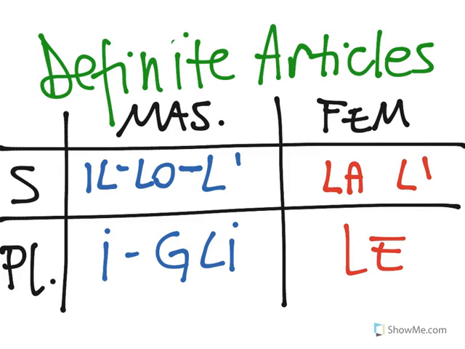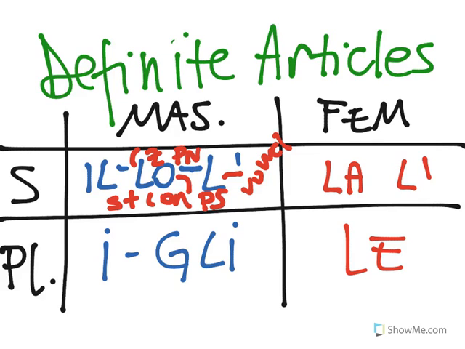When we have a noun that is masculine and singular but starts with S plus consonant, or Z, or PN, or PS, we would use the article lo. When instead we have a noun that starts with a vowel, we will use l'.